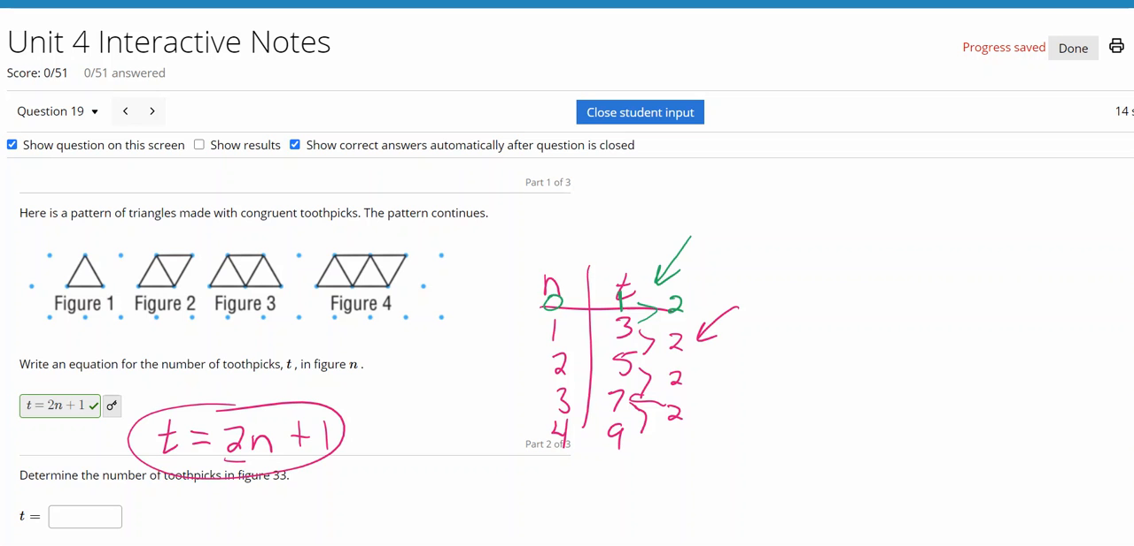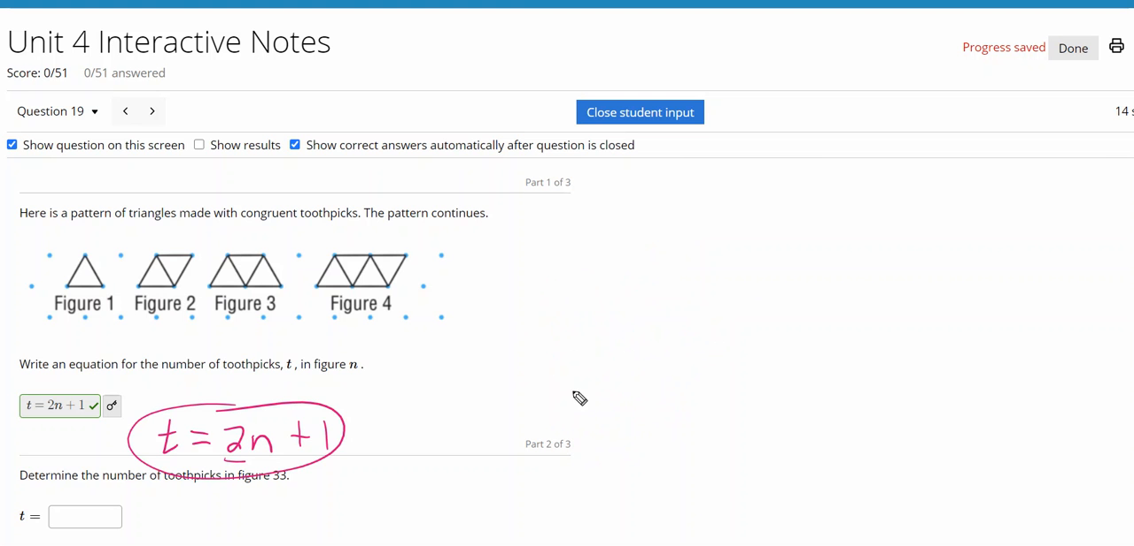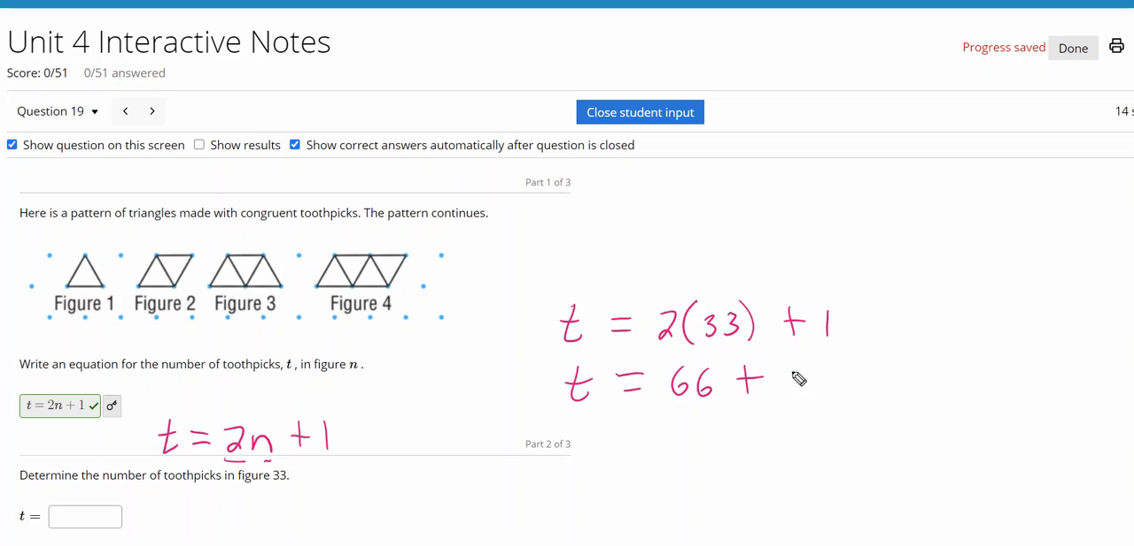So what we're going to do, erase this for some room here, is put in 33 in place of n, because n is our figure number. So now we can write t is equal to 2 times n, which in this case would be 33, and then plus 1. So t would be equal to 2 times 33, which is 66, plus 1. So t is equal to 67.